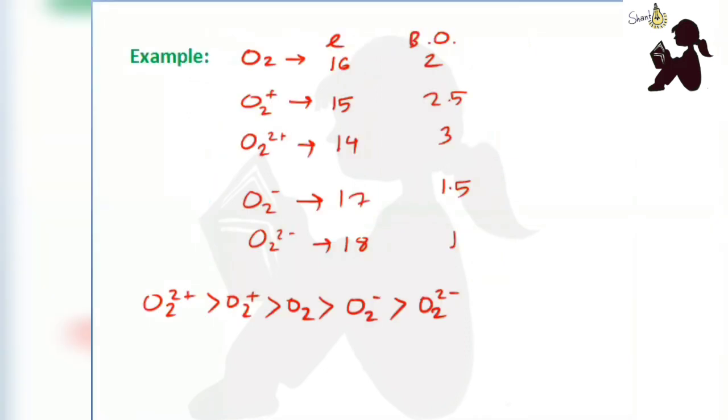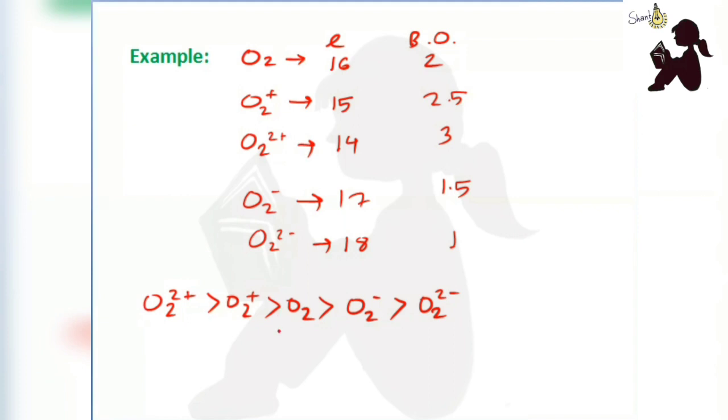Okay, for O2, the total number of electrons is 16, right? So its bond order will be 2, and if it's O2 plus, it will be 15, bond order 2.5, because one electron is less here, right? So O2 2 plus will be 14, because another electron is less, so its bond order will come 3. For O2 minus, it is one electron in excess, so 17, and it comes 1.5, and for O2 2 minus, it's 18. So here its bond order comes 1. So this is the order of the bond order for O2.